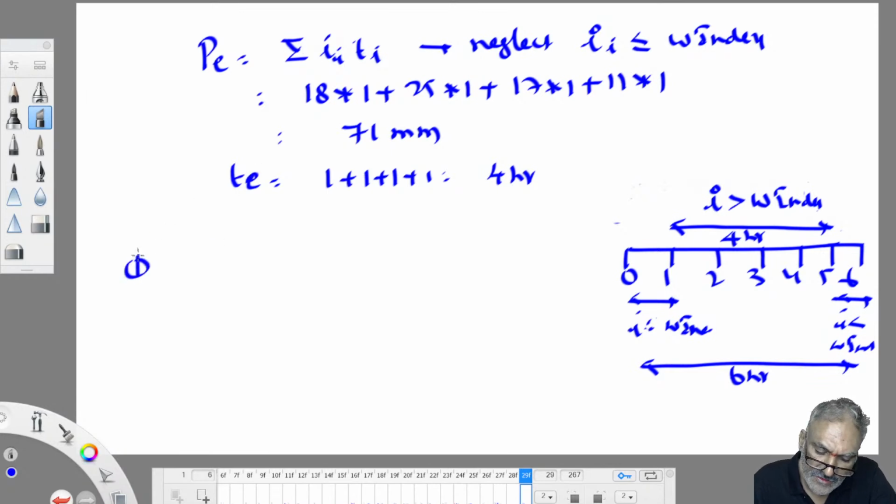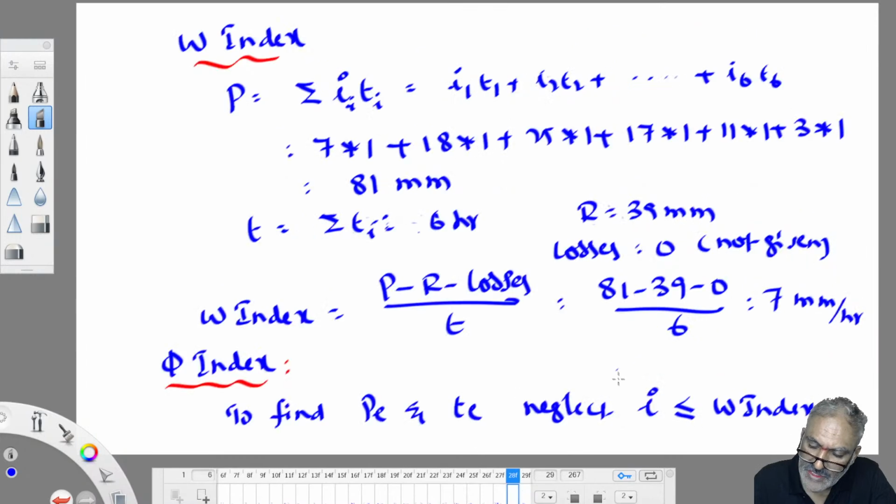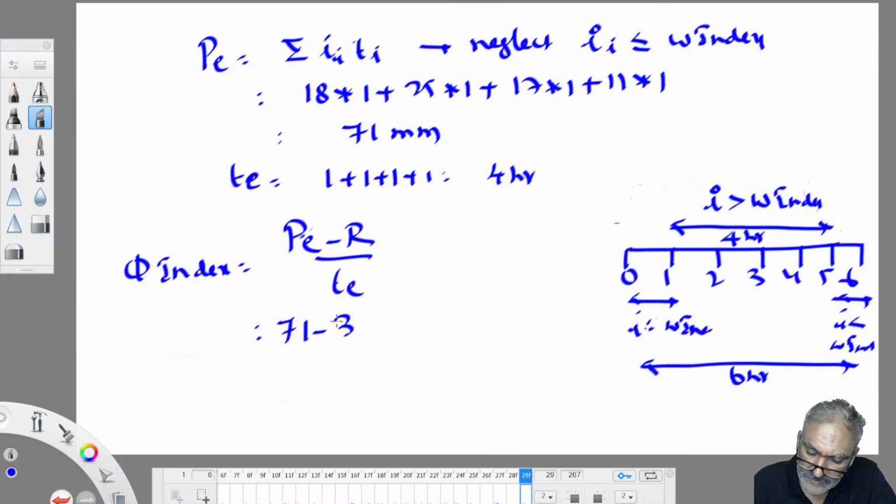Therefore pi index is equal to PE minus R by T. So we already worked out P value, T value. So 71 minus same R, runoff component is same, 39 mm, by 4. Come on, how much it is? 71 minus 39 divided by 4. So it is 8 mm per hour.